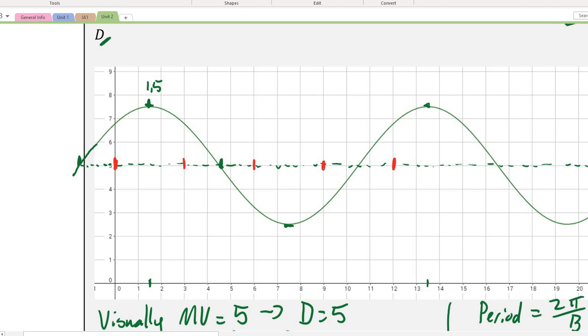So without any phase shift, we would have, so that red line there, guys, that would be y equals 2.5 sine. What do we say b was? Pi on 6.